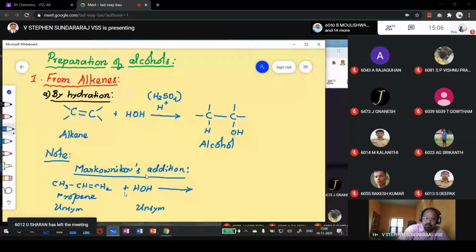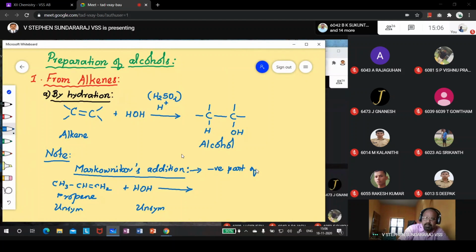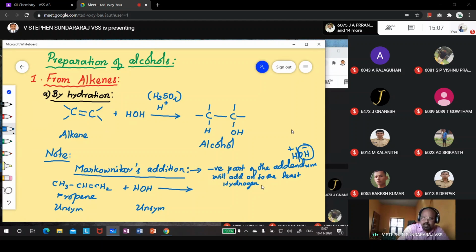What it says: the negative part of the addendum. Addendum means what? Addendum means one which is getting added. Here the addendum is HOH. Negative part means what? This is plus, minus. That means OH minus. The negative part of the addendum will add on to the least hydrogenated carbon atom. Least hydrogenated carbon atom means the carbon carrying less number of hydrogen.